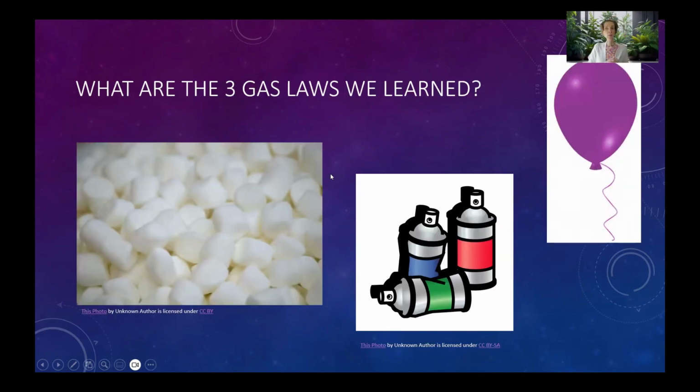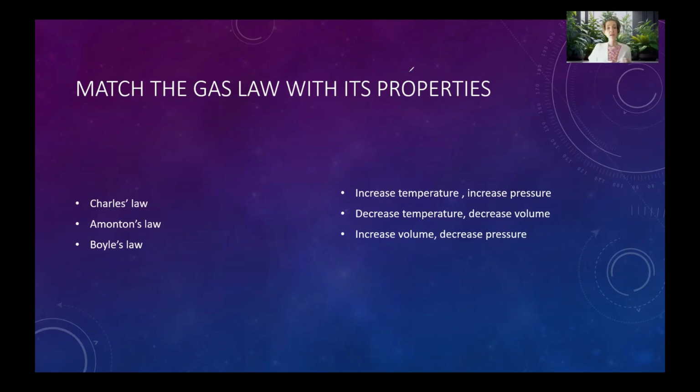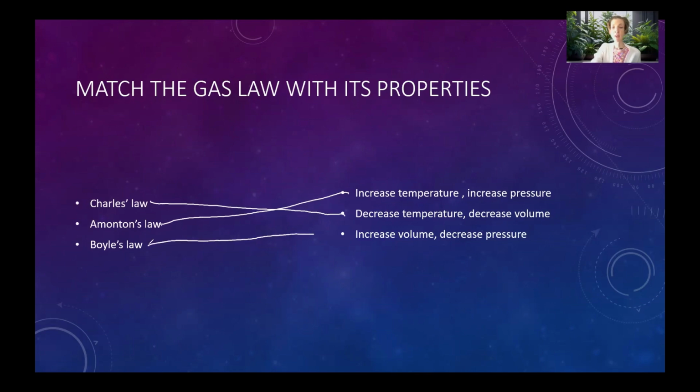All right. And then we also learned some gas laws. What are the three gas laws we learned? We talked about Boyle's law, Amontons' law, and Charles' law, right? Let's see if we can match these. Which one increases temperature and results in an increase in pressure? That was Amontons' law. And a decrease in temperature means a decrease in volume. That was Charles' law, our balloon experiment, right? And Boyle's law, that's increased volume, decreased pressure. That was our little marshmallow experiment.